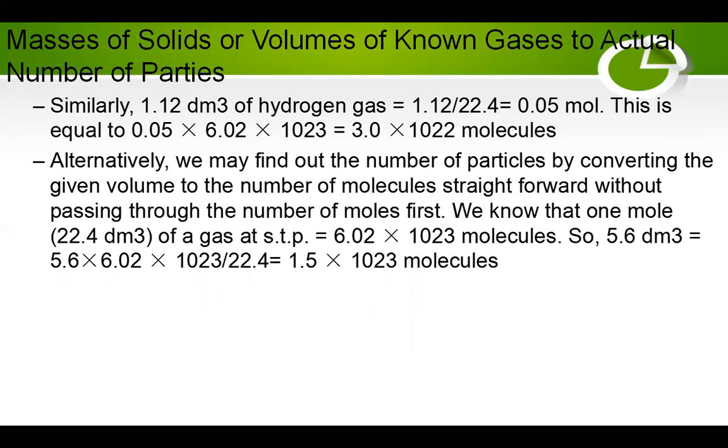Alternatively, you can find the number of particles by converting the given volume to the number of molecules straightforwardly, without passing through the number of moles first. We know that 1 mole equals 22.4 decimeter cubed of gas at S.T.P, which contains 6.02 times 10 raised to 23 molecules. So for example, if we're given 5.6 decimeter cubed, it will be equal to 5.6 times 6.02 times 10 raised to 23, then you divide by 22.4, and you directly get the answer, which is 1.5 times 10 raised to 23 molecules.